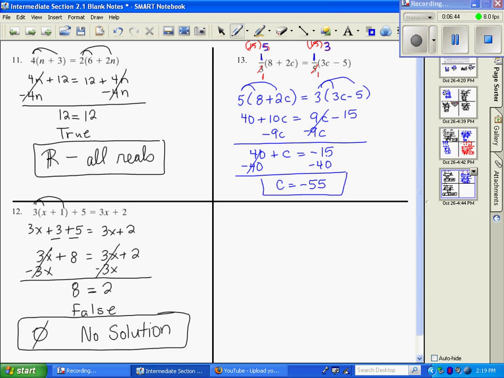Okay, don't forget you can always check your answers by substituting. Like for this one you can substitute negative 55 everywhere c is, and then use order of operations to solve this out. If you get a true statement, that means your answer checks and you have a correct answer.